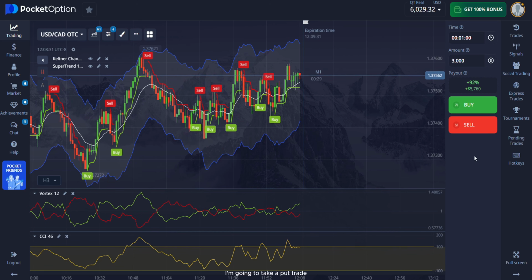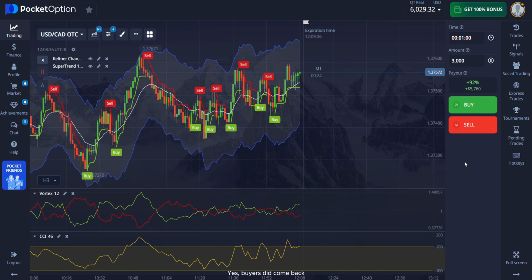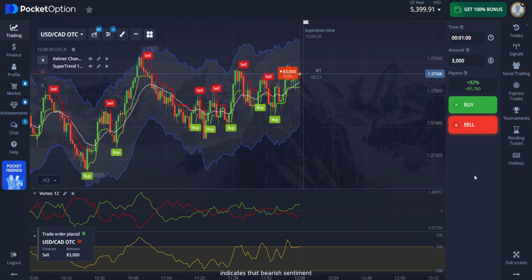I'm going to take a put trade, despite the current trend and even the Supertrend signal. Here's why. The chart has formed two candlesticks, resembling the hanging man pattern, a classic reversal signal. Price was pulled down twice, as seen in the long lower wicks, showing that bears are starting to test the bull's strength and determination. Yes, buyers did come back and push the price closer to the opening level, but the fact that there was strong downward pressure indicates that bearish sentiment is gaining control. This setup signals a coming reversal.